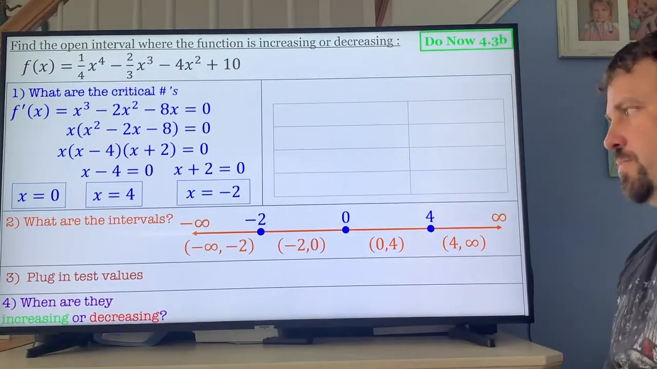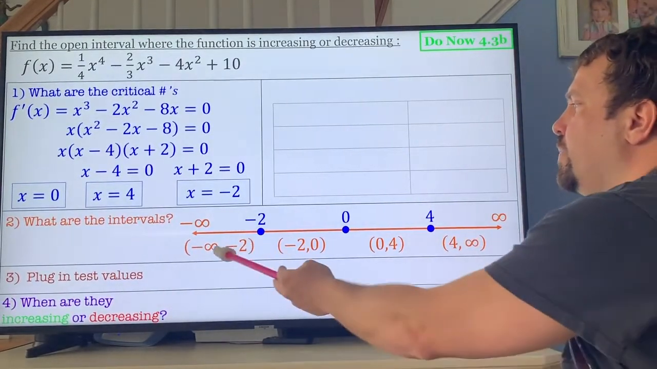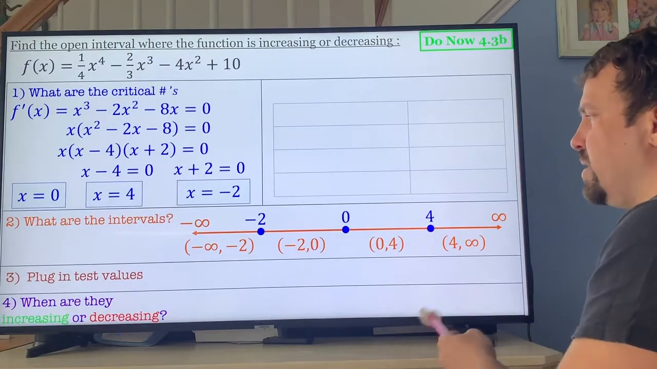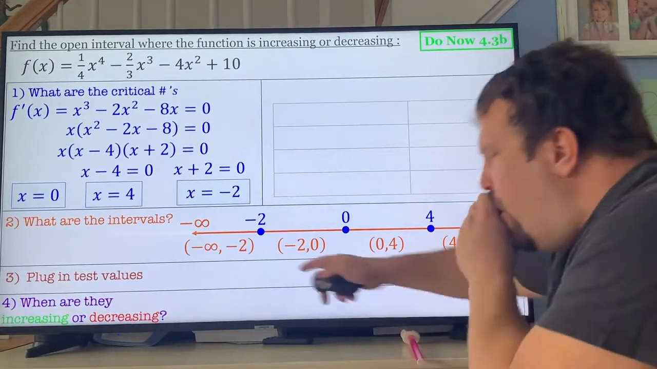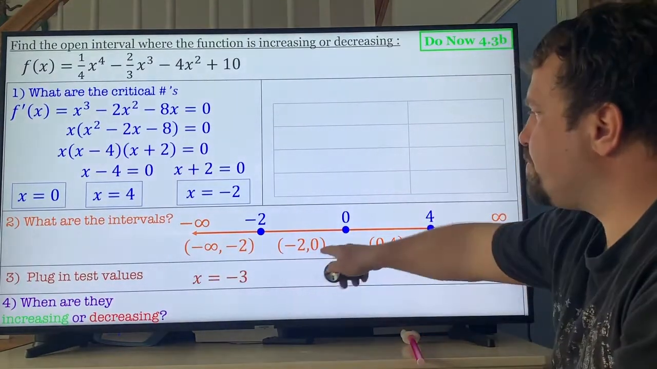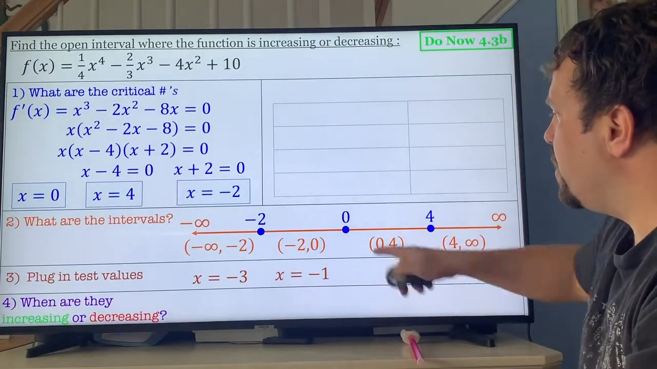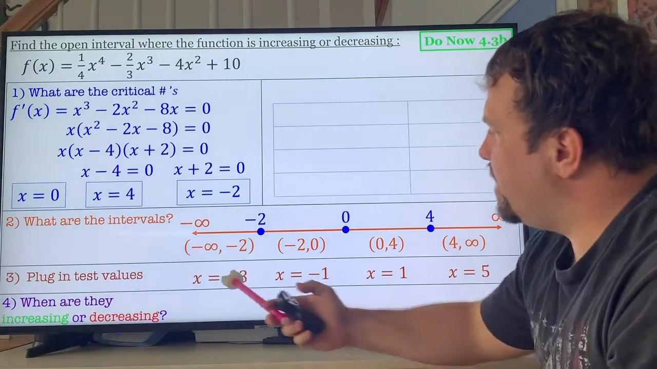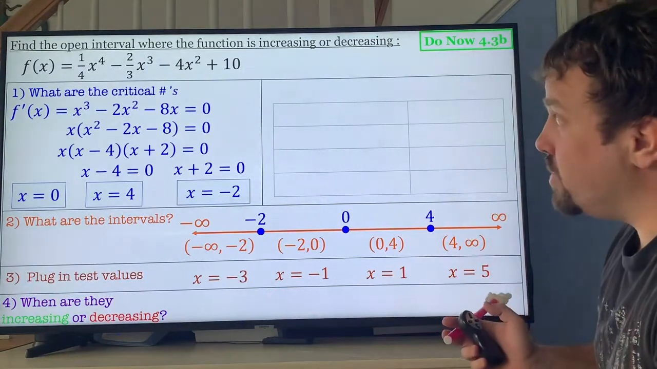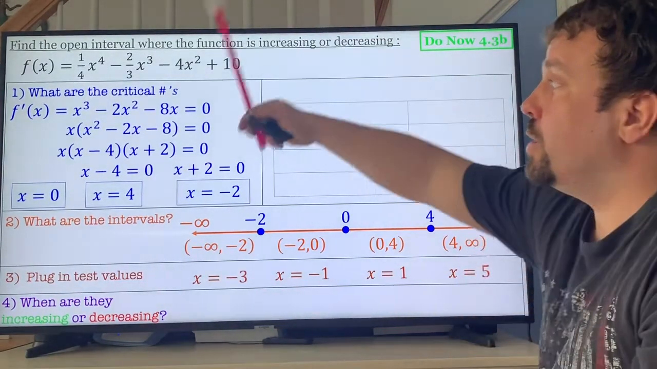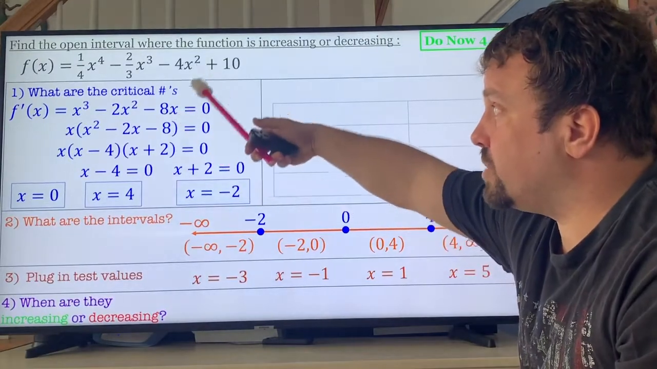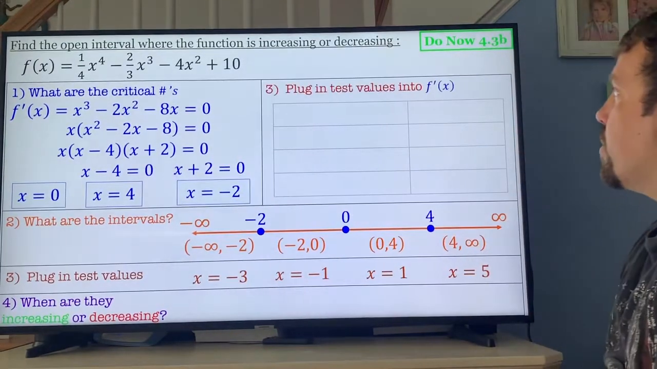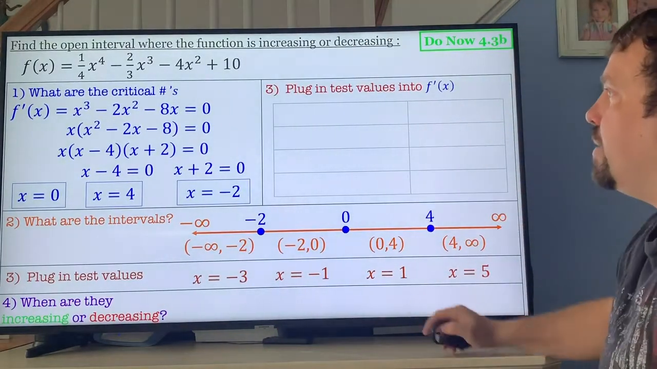4 intervals. Plug in the test values. You can pick whatever numbers you want between these sets of numbers. I picked -3, -1, 1, and 5. So take these 4 numbers and plug them into the derivative equation. Not the original, but the derivative, okay? So, plug them into f prime.